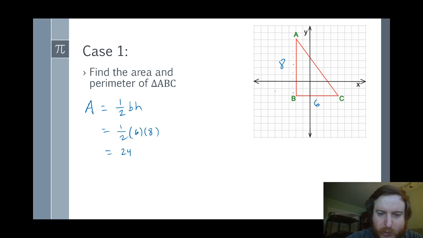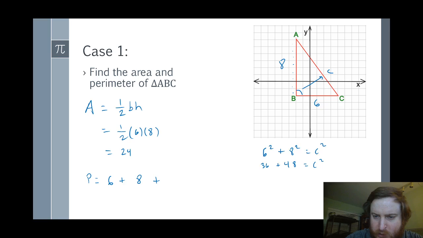But the perimeter is going to be a little bit trickier. Because for the perimeter, what do we do? We add up all of our sides. Well, we have 6 plus 8 plus we don't know what this side AC is. So we're going to have to do the Pythagorean Theorem for that side. So, there's our right angle, that's C. So do a squared plus b squared equals c squared. That's 36 plus 48 equals c squared. 6 plus 8 is 14. 84 equals c squared. And we're going to take the square root of both sides.